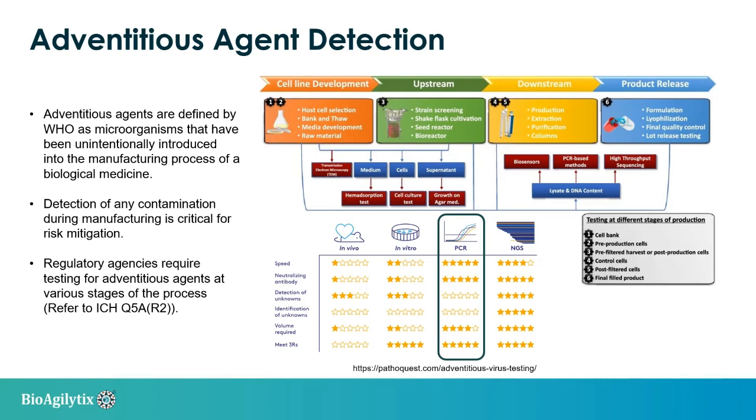Another major drawback of in vivo or in vitro-based detection is the compatibility of the testing with the biological drug itself. For example, if the biological drug has cytotoxicity, the cells in the testing system may die and the adventitious agents will not amplify, so the assay will not work. This problem sometimes can be solved by adding neutralizing antibody to the system.